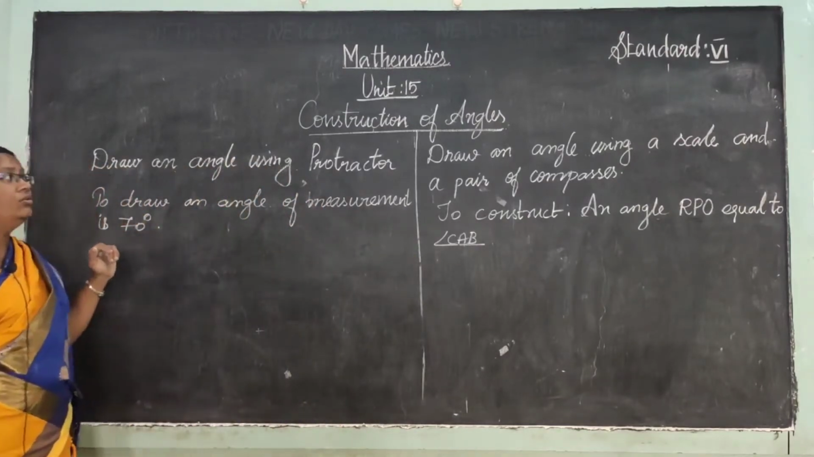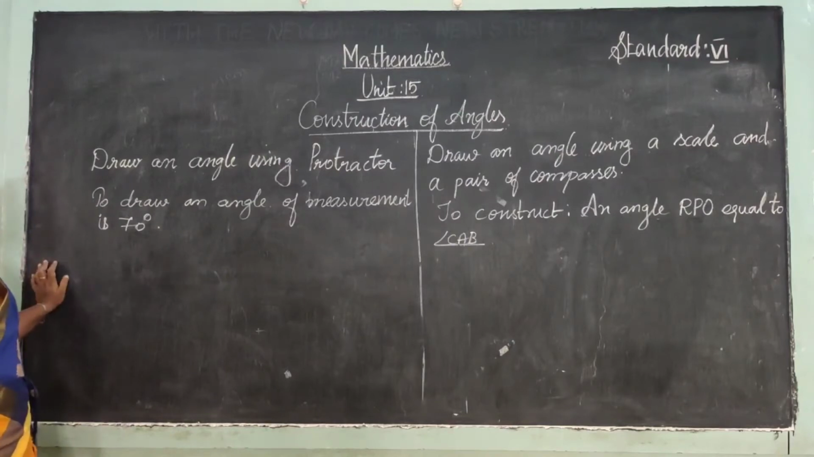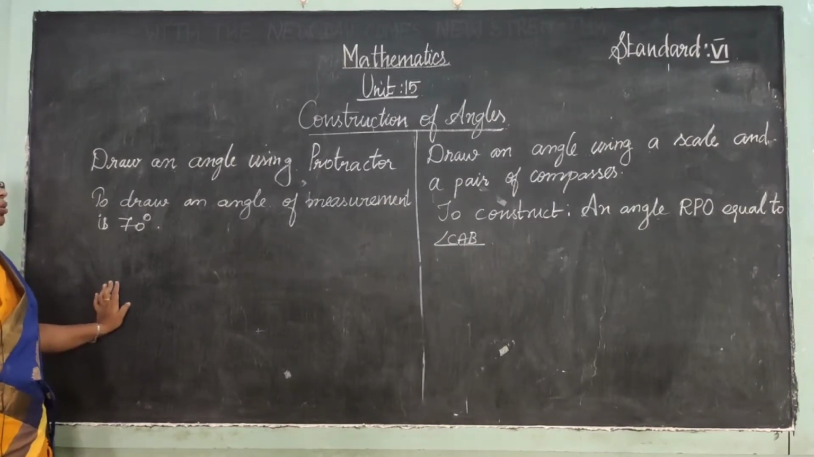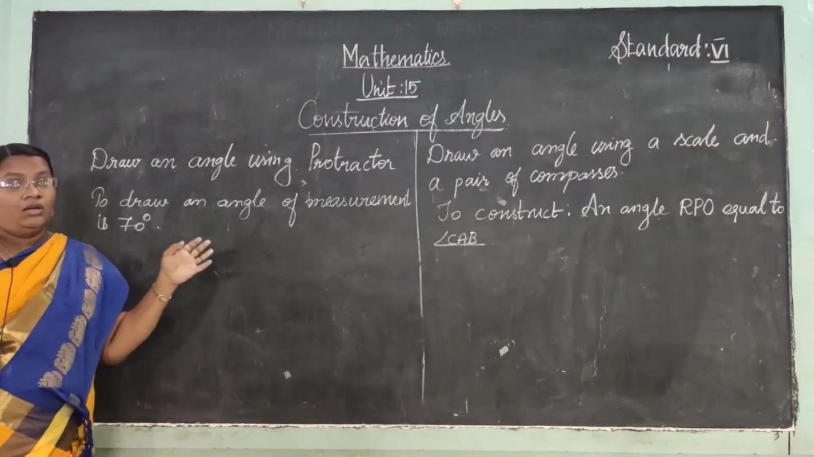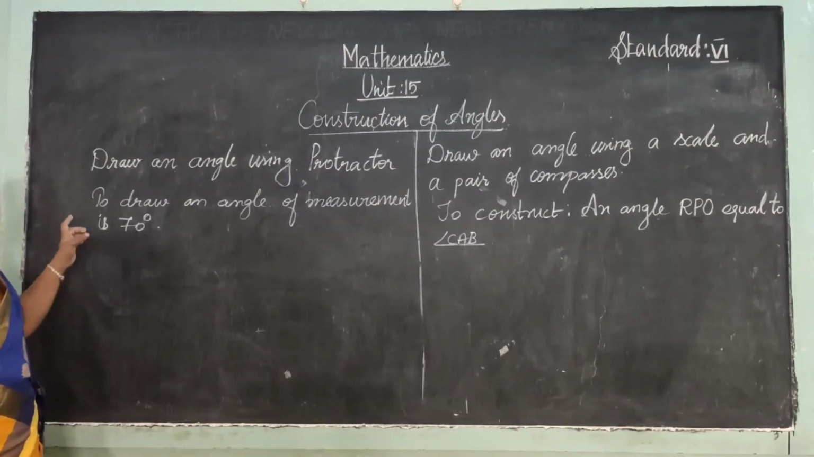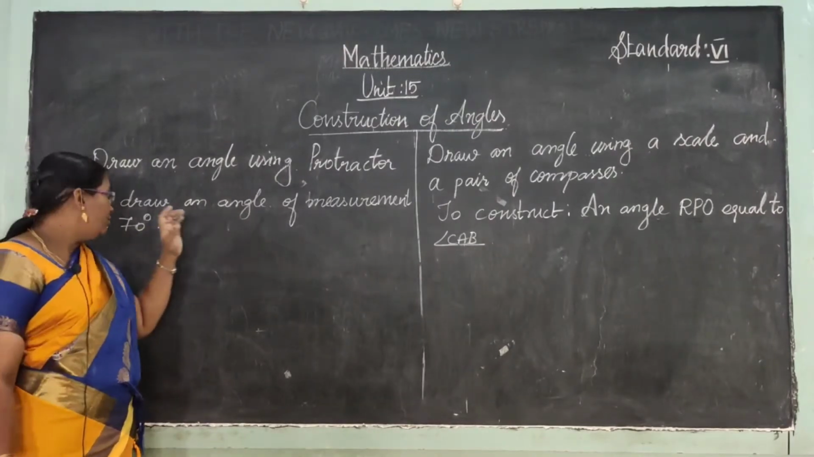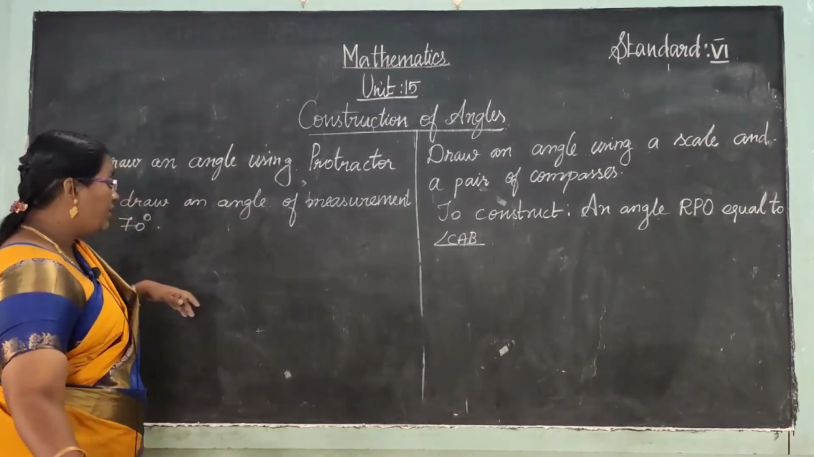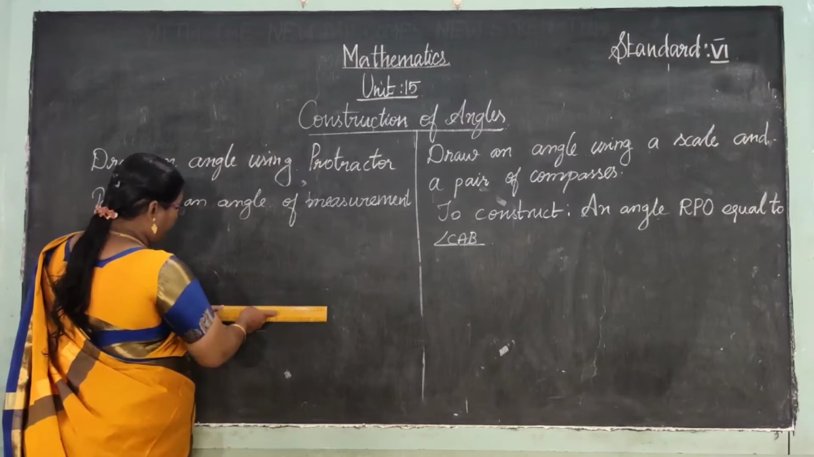There are two ways of constructing angles. The first one is to draw an angle using the protractor. Already you know how to draw angles using the protractor. Let us see one example to draw an angle of measurement 70 degrees. So first we have to draw the ray.